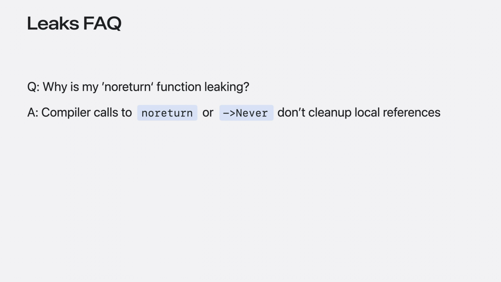This may be C functions with the no-return attribute, or Swift functions that return the never type. Because these functions will never return, compilers can optimize away cleanup they normally have to do, including releasing local allocations or references they create. When these kinds of functions are used for fatal asserts, no problem, the program's about to crash anyway. But sometimes they're used to park a thread forever.